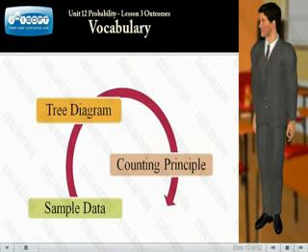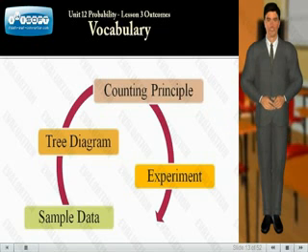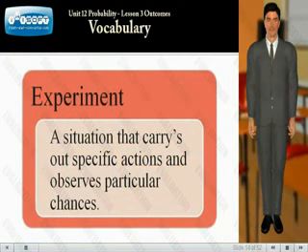These are the vocabulary from our previous lessons: sample data, tree diagram, counting principle. In this lesson, we're going to add experiment to the vocabulary. For this lesson, experiment is a situation that carries out specific actions and observe particular chances. We will go through a few examples to clarify experiment.